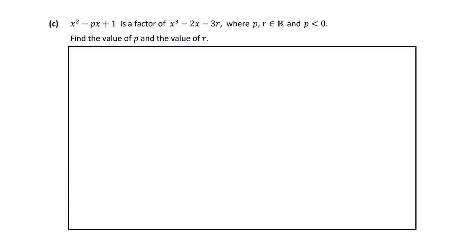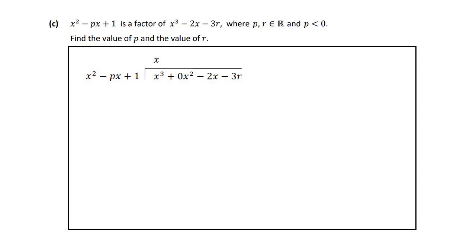The final part of question 1 involves long division. X squared minus px plus 1 is our divisor. X cubed minus 2 times x minus 3 times r is our dividend. We are looking to find something that will give us the first term of our dividend when we multiply it with x squared.